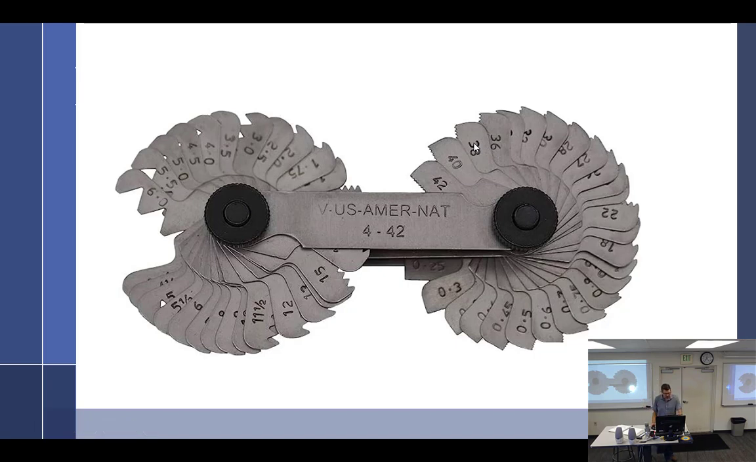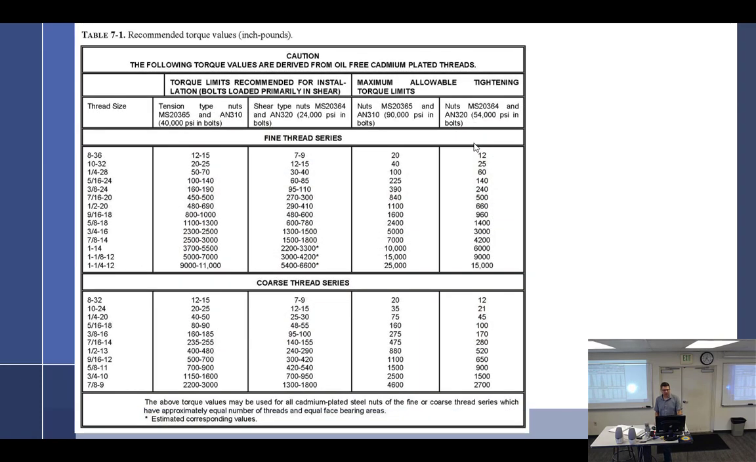So there's a cheater way to do it, and that is using this chart. This is a torque chart out of AC 43.13. Is that approved data? Yes. Try again. Is that approved data? It's acceptable. So it's not approved, it's acceptable. And when is it acceptable?